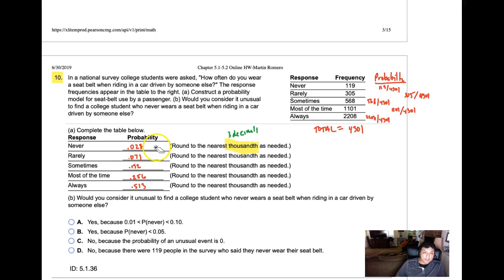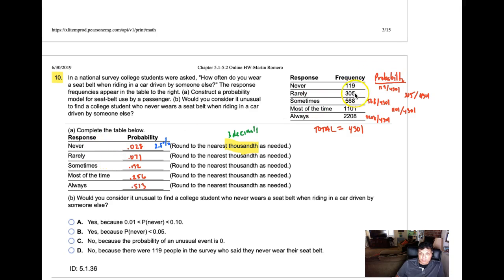And so what we say is that this could also be seen as a probability. Here's the probability, but it can also be seen as 2.8%. So out of 100, we expect around 2.8 people, or around 3 people, to say they never wear a seatbelt.